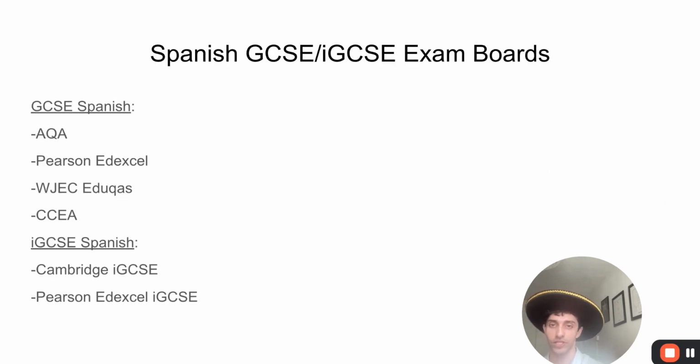So here are the Spanish GCSE and iGCSE exam boards. So these are correct as of August 2025. There are 4 exam boards for GCSE Spanish and 2 for iGCSE Spanish. There are differences from exam board to exam board. It's definitely useful to be aware of those differences as well and aware of exactly what the format will be for your exams. But the good thing is that this video is relevant for everybody, regardless of your exam board, because we're looking at the listening exam as a whole.